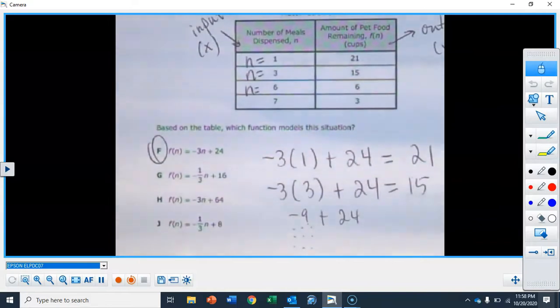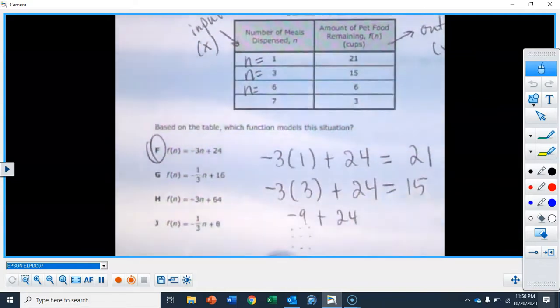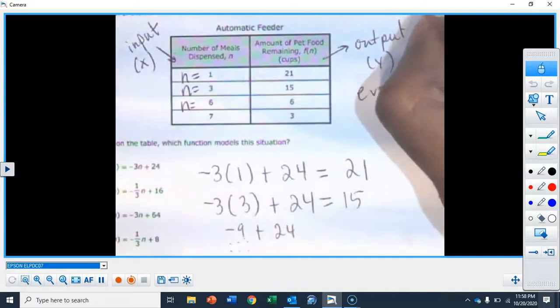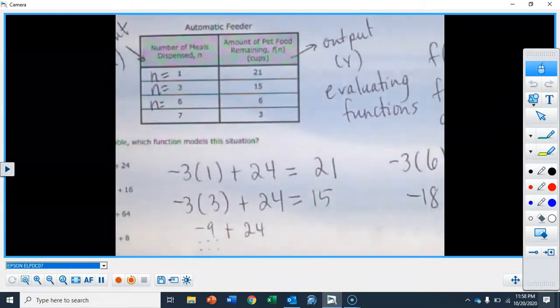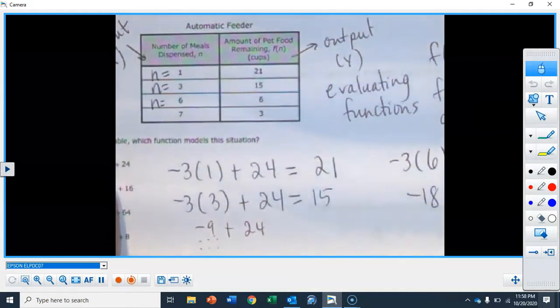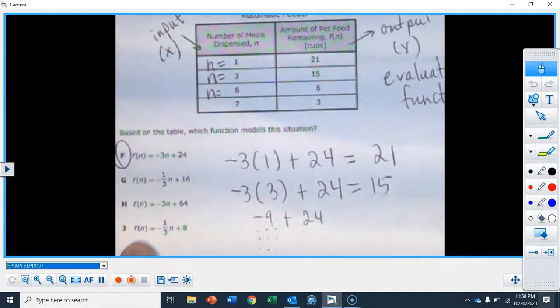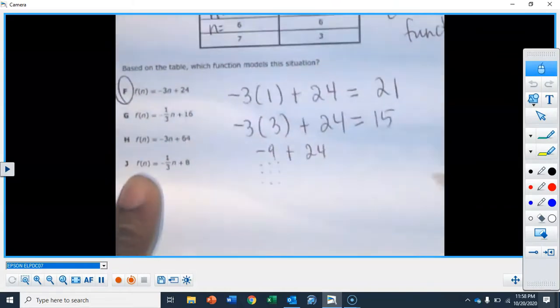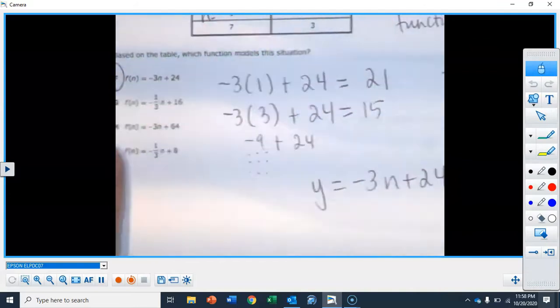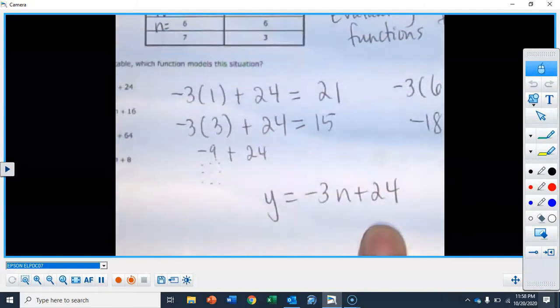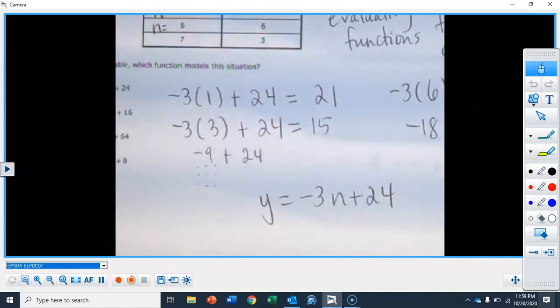Another way to do this, just so we're clear, because this one, again, it's evaluating functions. So let's put right here, this is evaluating functions, okay? Another interesting thing is, like I said, how you can replace these f of n's with y's. So I'm just going to show you guys something really quick. y is equal to -3n plus 24. So one thing is, this is in slope-intercept form, correct? Right? We got our y is equal to mx, but it's, of course, an n.